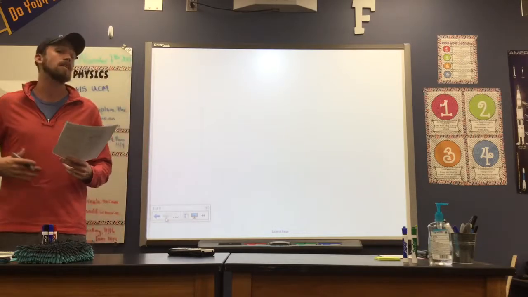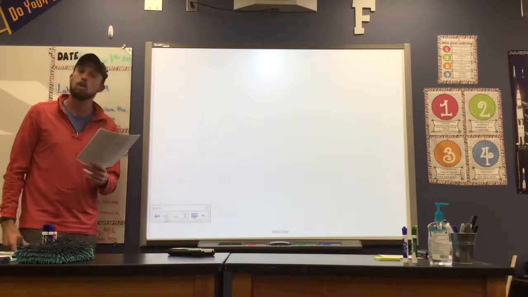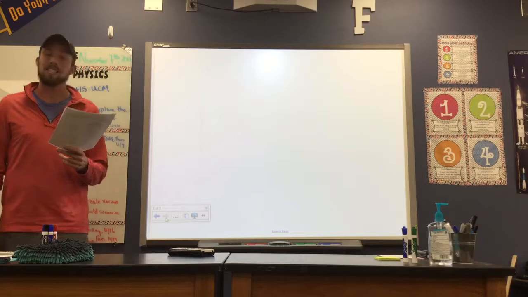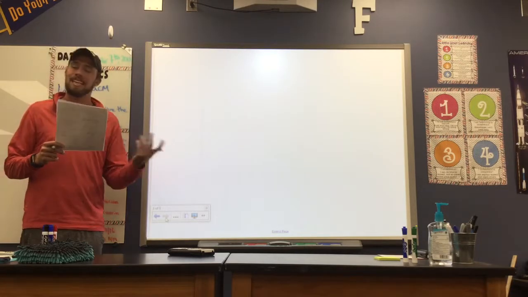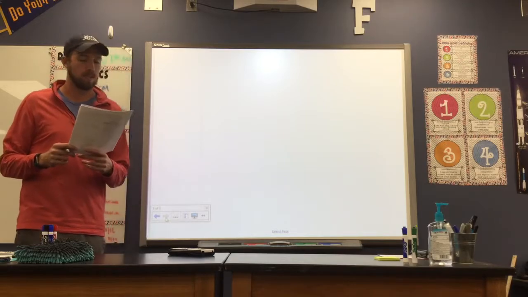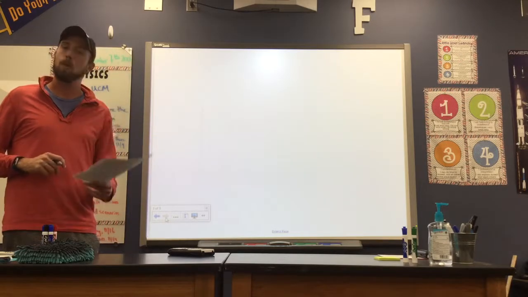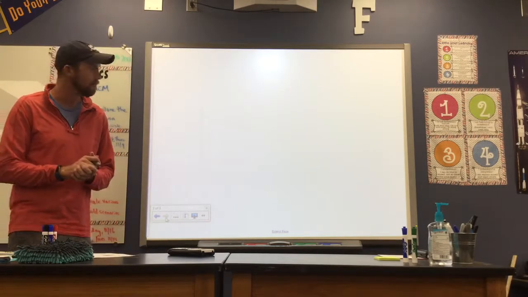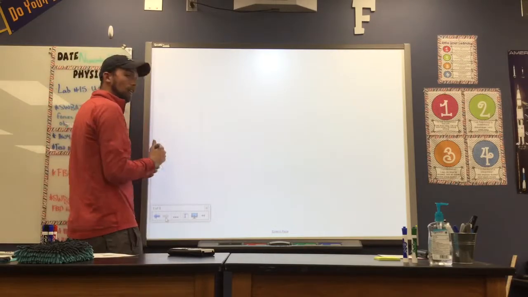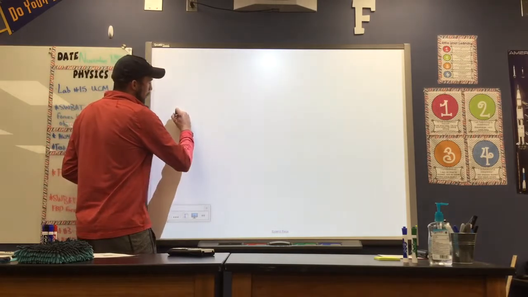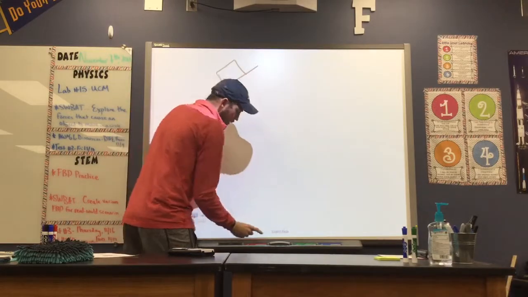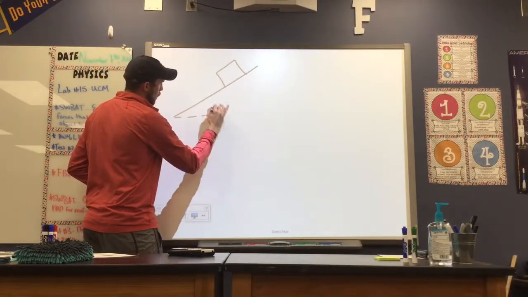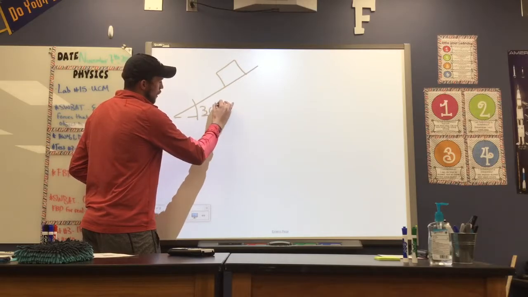So the problem statement goes like this. A 2.54 kilogram block slides down a smooth, frictionless plane having an incline of 30 degrees. The acceleration of gravity is 9.8 meters per second squared. So you're also given a diagram in your problem that looks a little bit like this. You've got your object. It is on an inclined plane of 30 degrees.